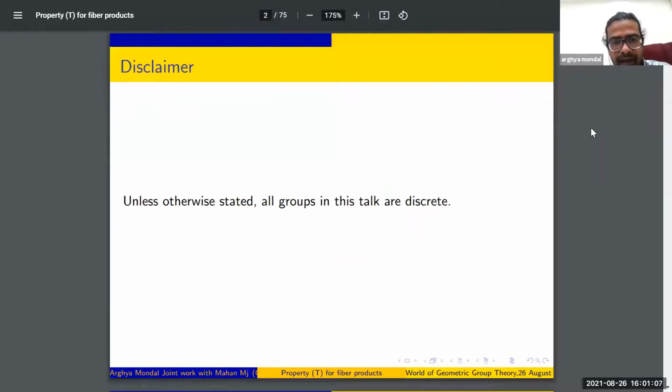Let me start by saying that I will restrict myself only to discrete groups. This is because a lot of the results that I'll be saying will be true for topological groups also, but for simplicity, we will only stick to discrete groups here.